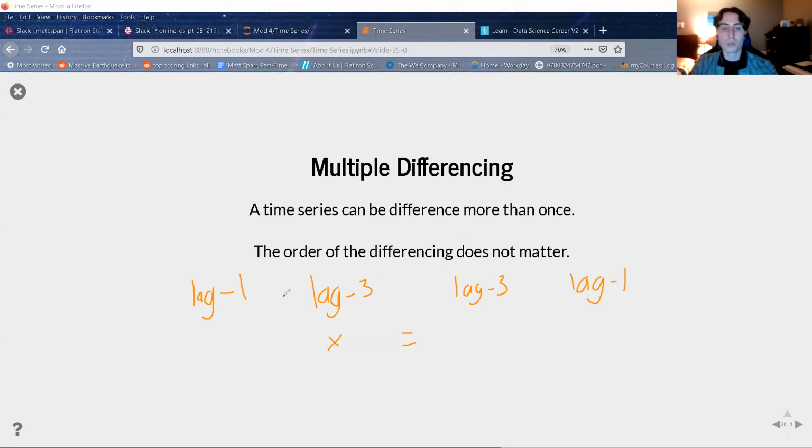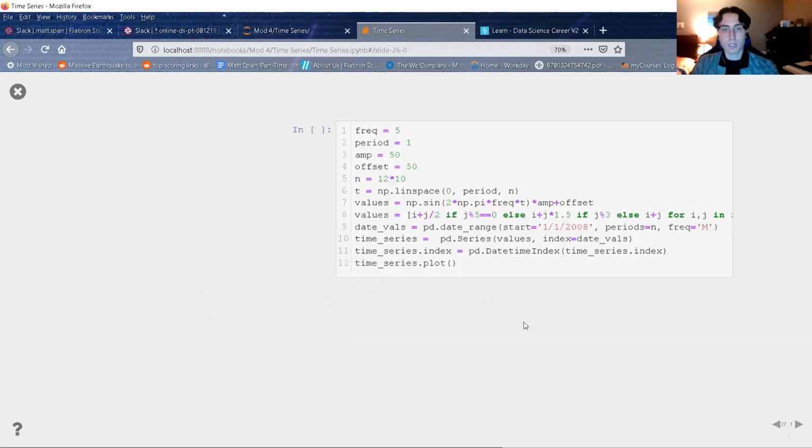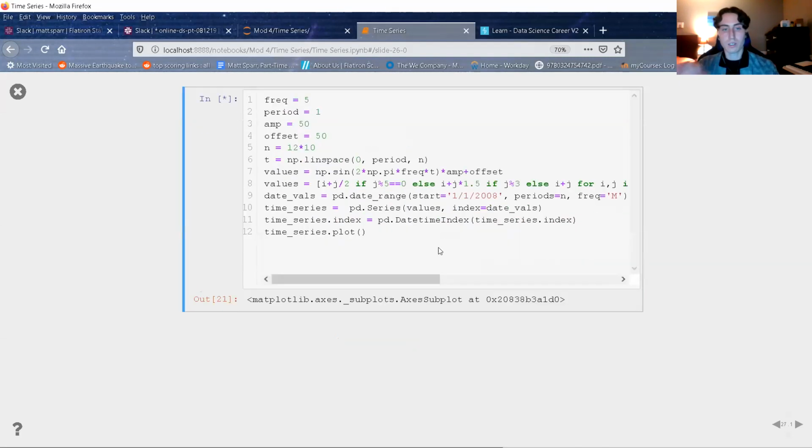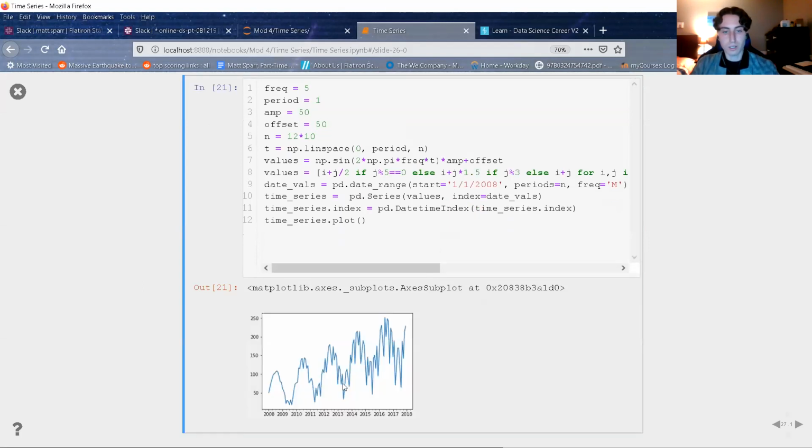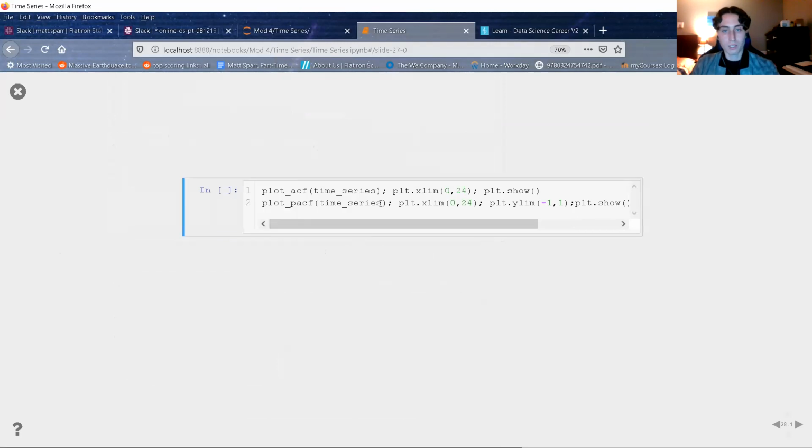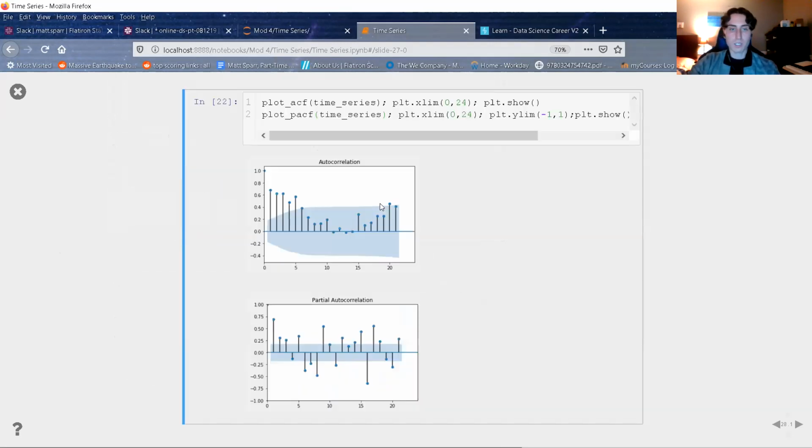Often what you'll do is you'll do one difference, you'll see how it changes the plot, see if it makes it stationary. If that doesn't work, you might add another lag, and sometimes 2 does the trick, sometimes it's 3, it kind of just depends. So to get an example of that, we'll make another time series, this one here. It's definitely not stationary. We'll go ahead and plot the ACF and PACF.